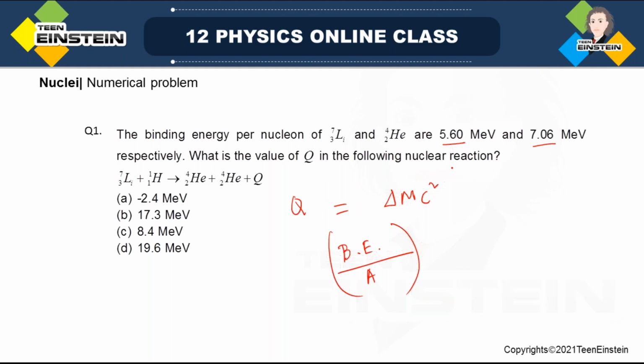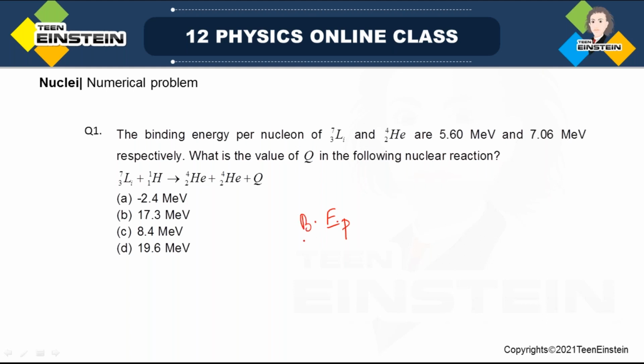So you have been asked to calculate what is the Q value. Q value means you have to take the difference in binding energy: the total binding energy of the parent nucleus minus the total binding energy of the daughter nucleus. Then you get the energy, the Q value, whatever it is. This is the Q value you will get. Okay, so I hope you have understood this.